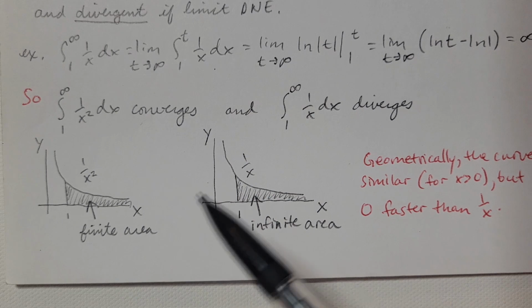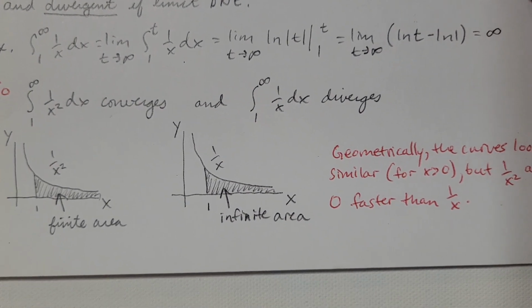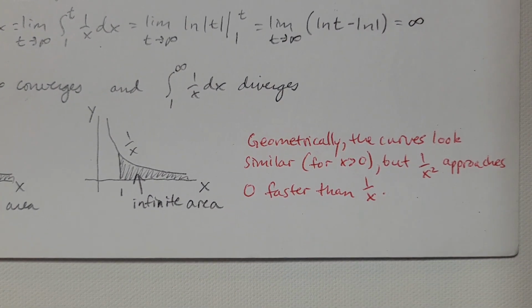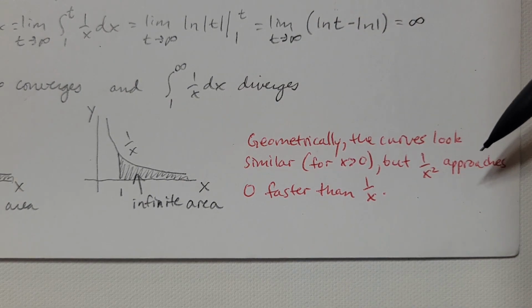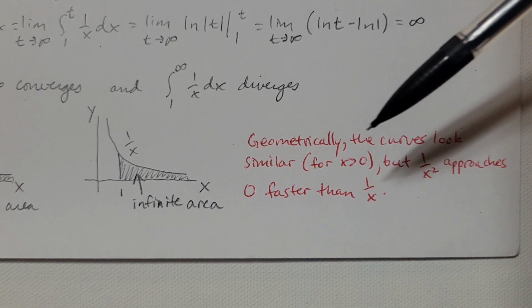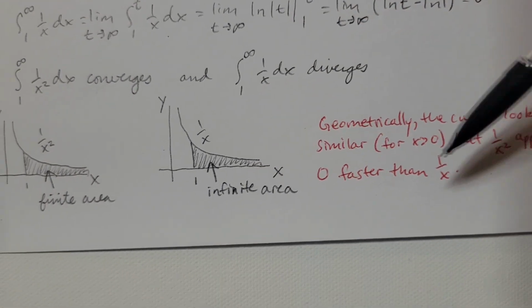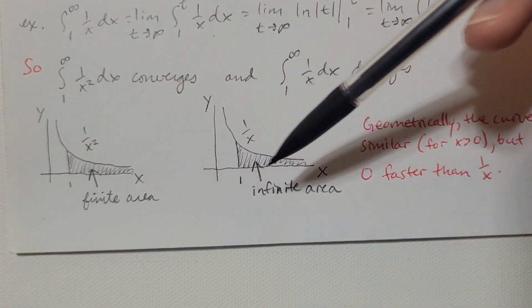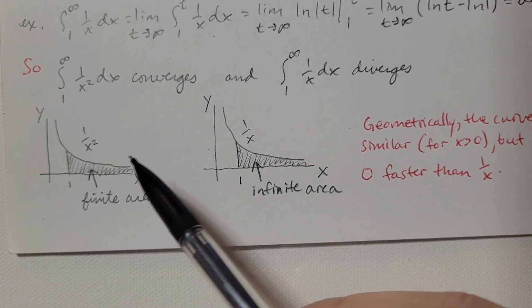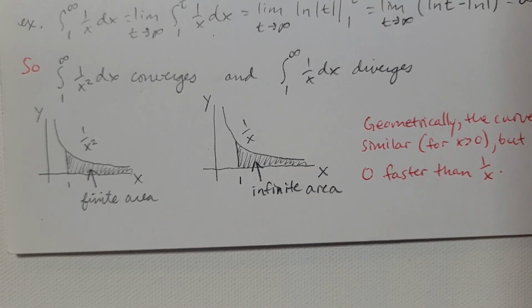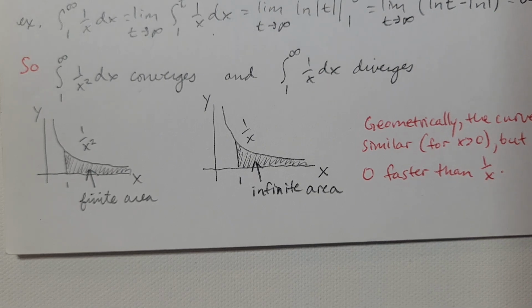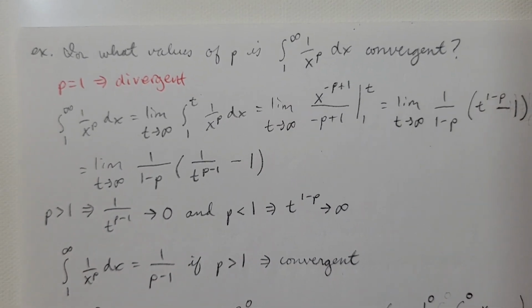Okay, again, these two curves look very similar to each other, at least for when x is bigger than 1, but 1 over x squared is going to approach 0 faster than 1 over x. Okay, so because that happens, where you're approaching 0 faster than 1 over x, you're going to have a finite area there.